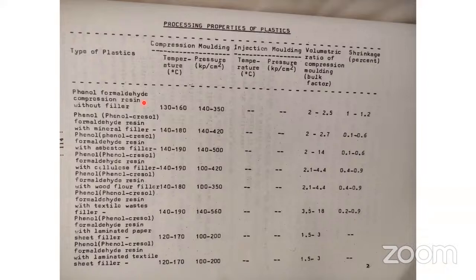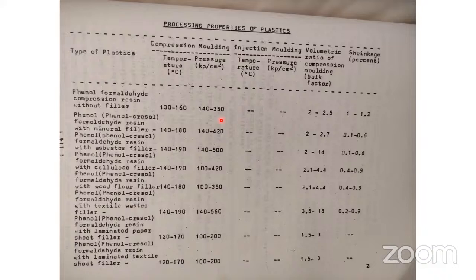You are adding filler to get good dimensional stability, to get good strength, to reduce the price of the material. These are the advantages of the filler. There are a number of fillers available in the market. Also, you are reducing the shrinkage by adding the filler. Therefore, friend, without filler, see the temperature, see the pressure. Lower temperature, lower pressure. I told you.